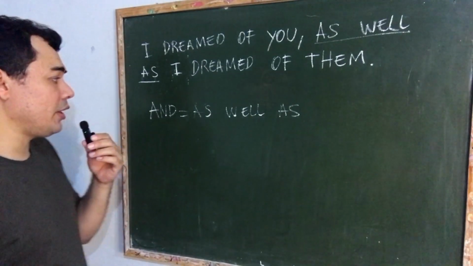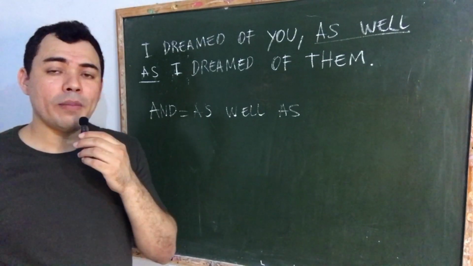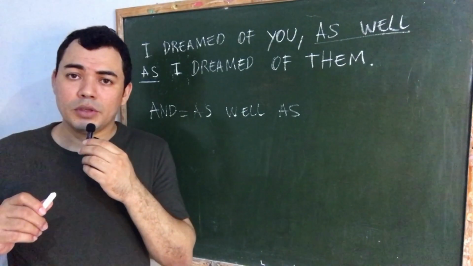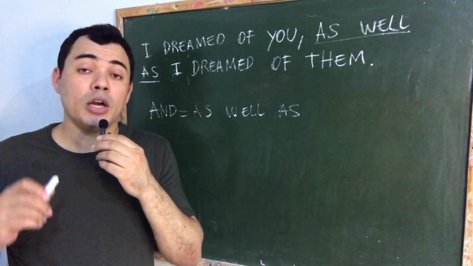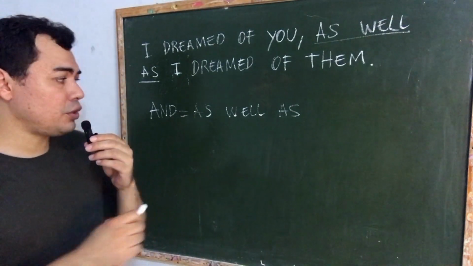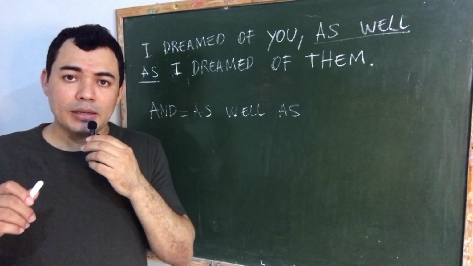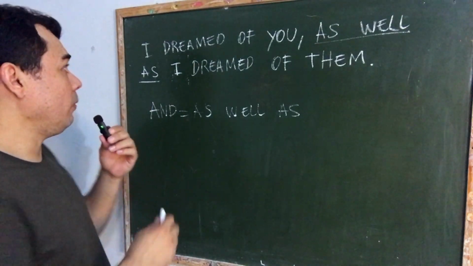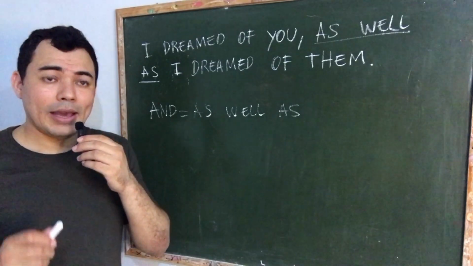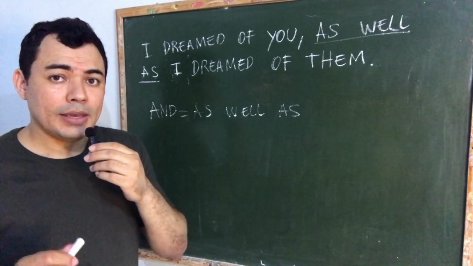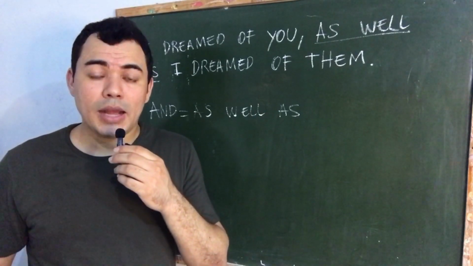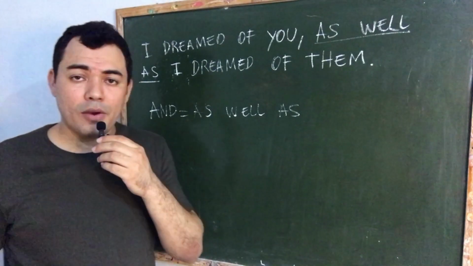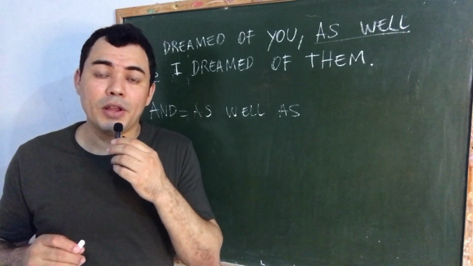Here we have a very common linking word in English. If you want to add an idea to another one in the same sentence, we have to use this word, and it also means as well as. Here we have an example: I dreamt of you as well as I dreamt of them. It means I dreamt of you and I dreamt of them.